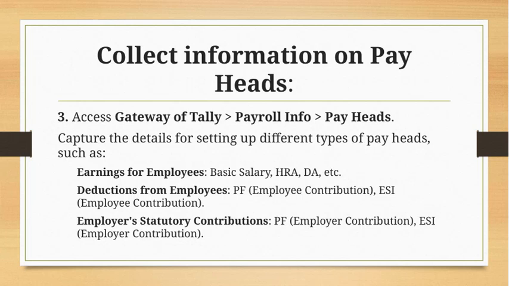Now, let's move on to collecting information on pay heads. To do this, you'll want to access the Gateway of Tally, then navigate to Payroll Info and select Pay Heads. This is where we set up the different types of pay components. First, we look at earnings for employees, which include things like basic salary, HRA, and DA. These are the main components that make up an employee's gross pay. Next, we consider deductions from employees, such as PF or Provident Fund contributions, and ESI or Employee State Insurance. These are deducted from the employee's salary to cover statutory benefits.